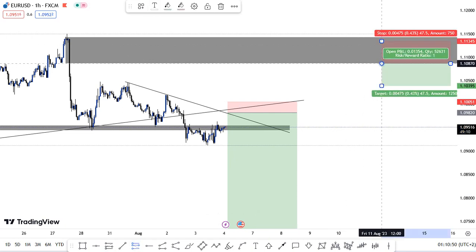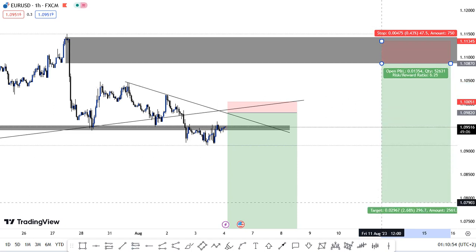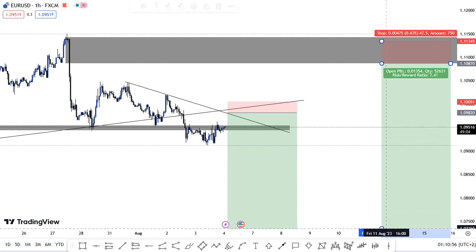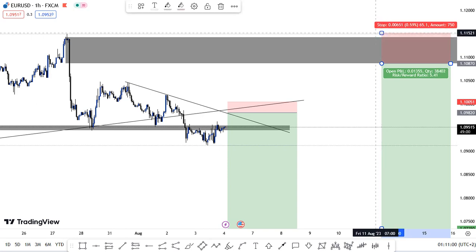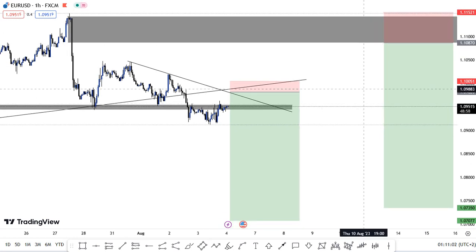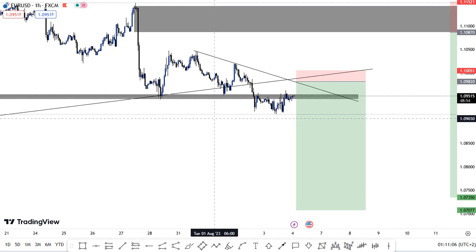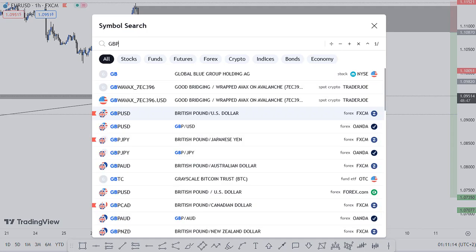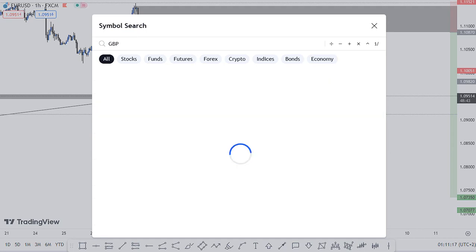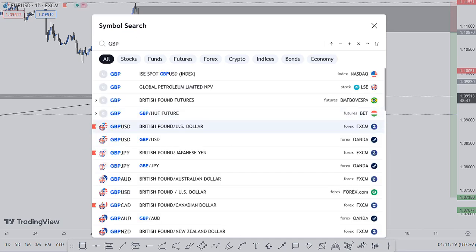I will update you at the event time on this group. Maybe I might drop it on my Telegram channel too. I will upload it. I will put it in the description. This is the Euro USD setup for us. So let's go to GBP USD.